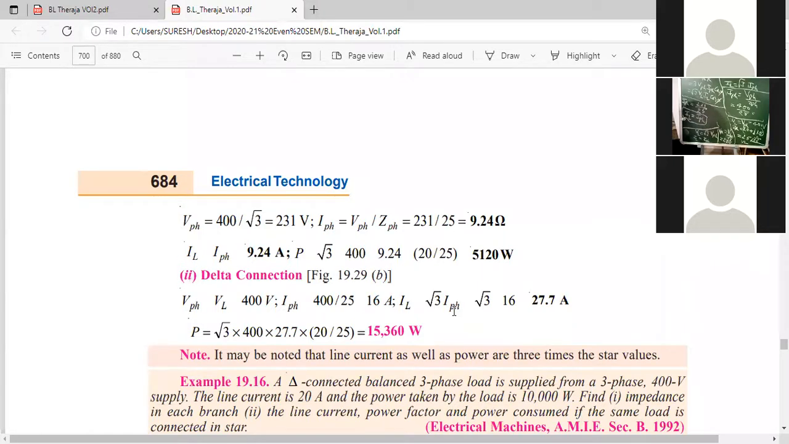Any doubt in the problem? Okay. Completed? You can solve it at home.